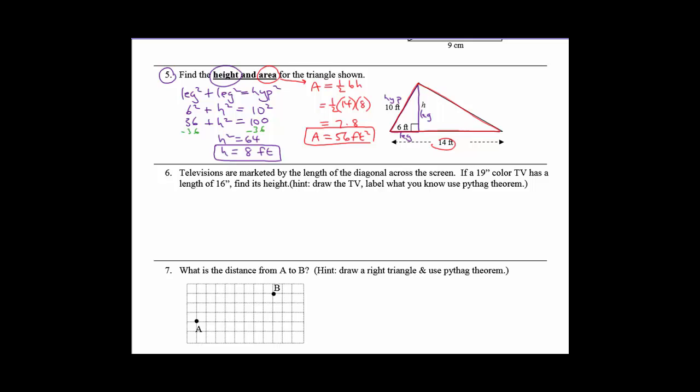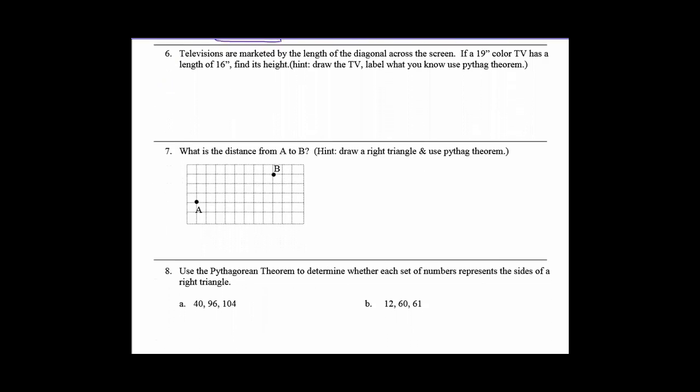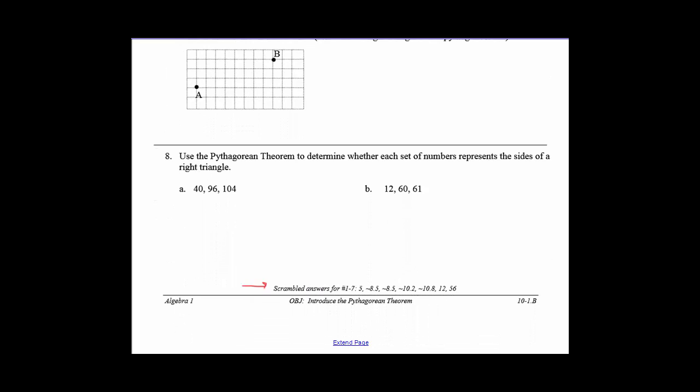Alright, so now it's time for you to stop the video and try the rest of these problems. And remember that the scrambled answers are at the bottom. I do want to add one more thing. For question 8, it says to use the Pythagorean theorem to determine whether each set of numbers represents the sides of a right triangle. Well, they will represent the sides of a right triangle if they work in leg squared plus leg squared equals hypotenuse squared.